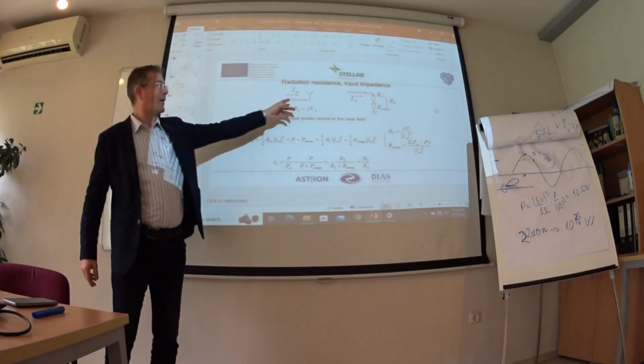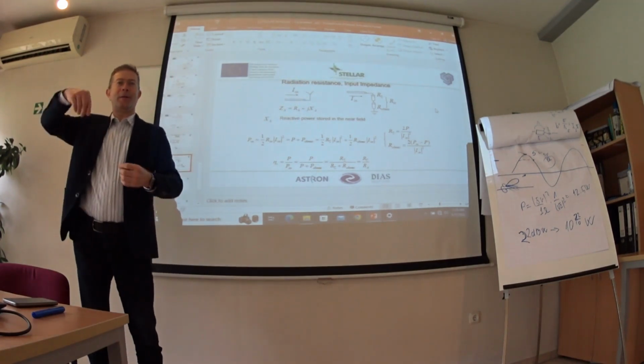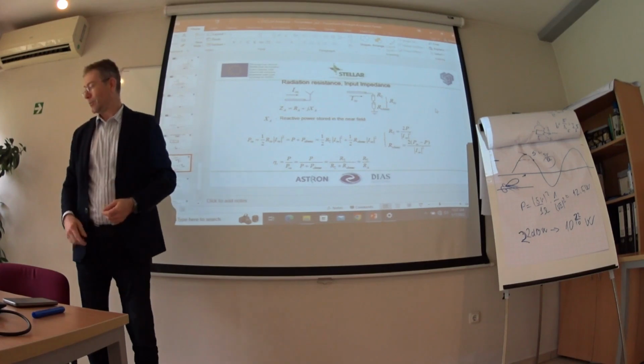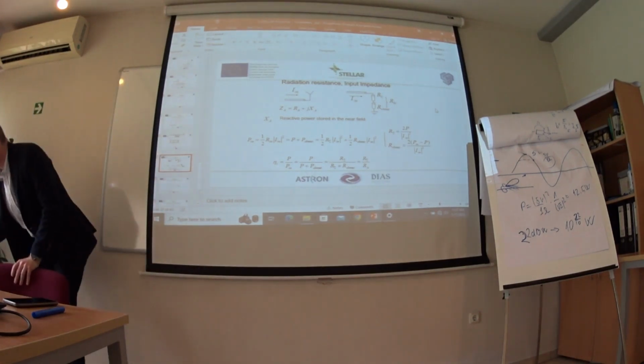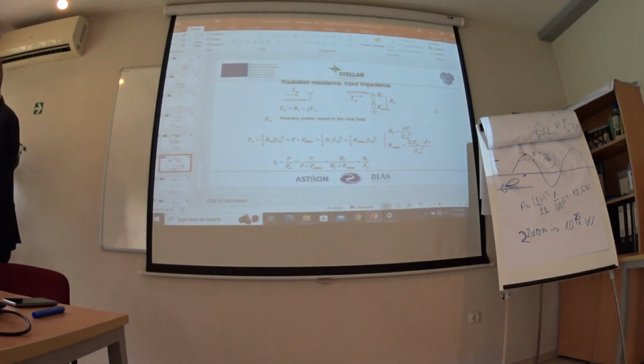And regardless of the fact that the antenna is going somewhere in the air, like a cable waving around for a wireless router, for example, the current and the voltage here on the terminal will see a resistance, an impedance. And this impedance is called the input impedance of the antenna.